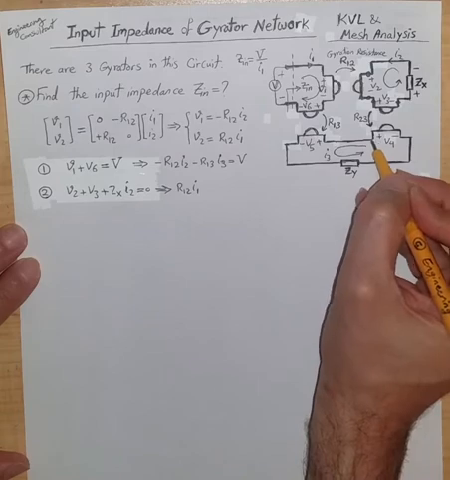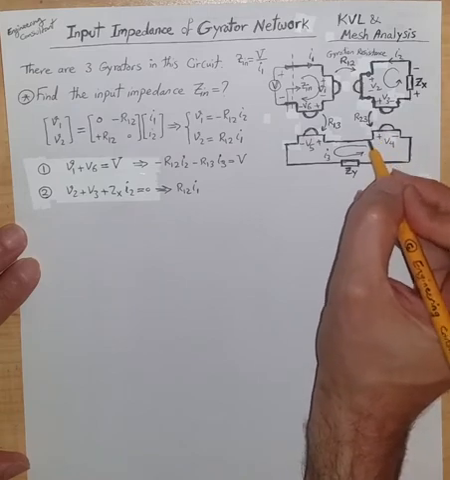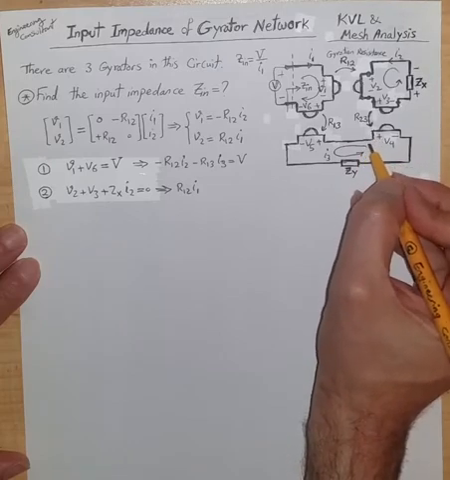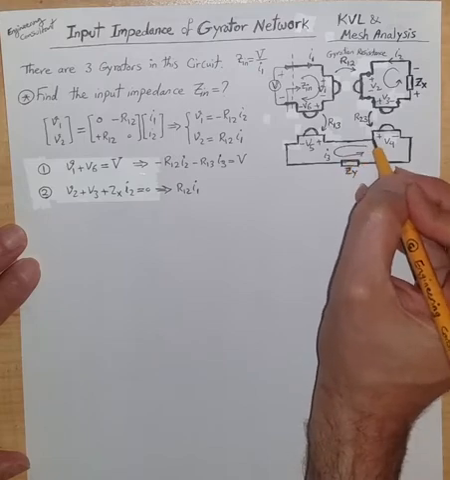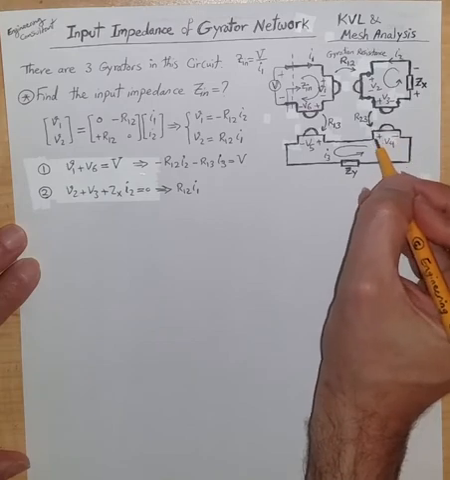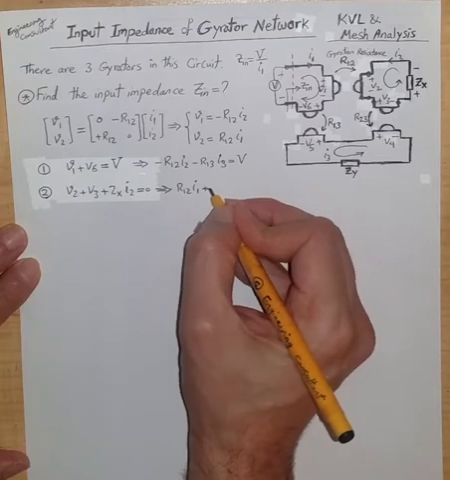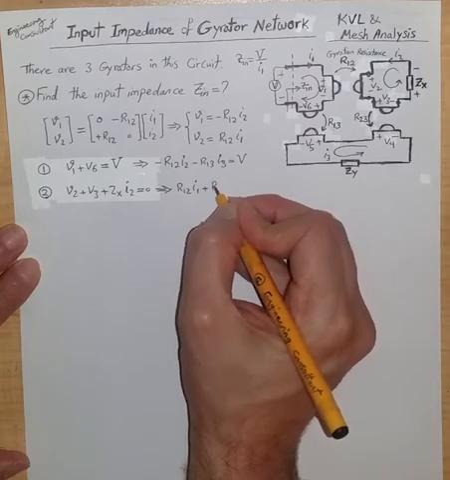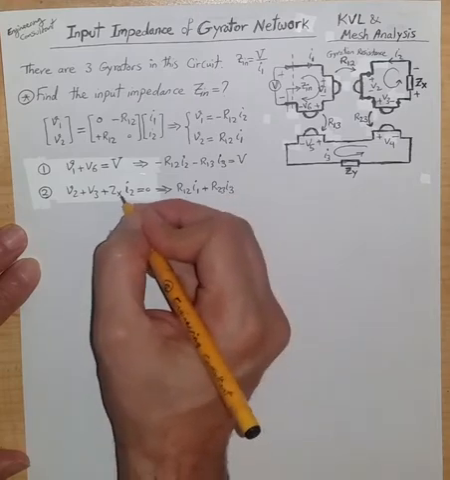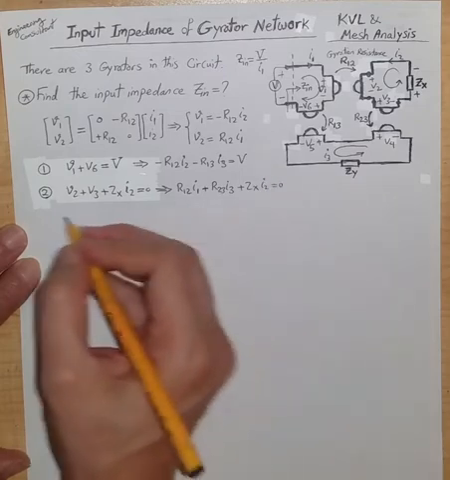R23 times the current that is going into this positive terminal of the second port of this gyrator. That current is in the reverse direction than the current I3 defined for this loop, so if V3 is R23 times minus the current, it will be times plus I3. So it's going to be plus R23 times I3, and then plus ZX times I2 is 0. So this is the second equation.